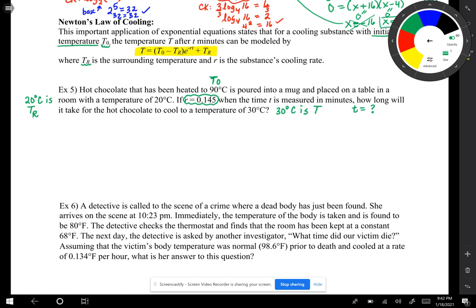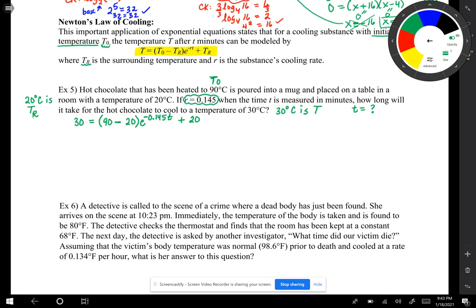So the left side is the ending temperature, so it's 30. Don't worry about putting degree symbols. It equals the initial temperature, which is 90, minus the room temperature, which is 20. Close your parentheses. Put the letter e here, raised first to the negative power of the cooling rate: negative 0.145 times little t, because we're asked to solve for t, plus the room temperature again, which is 20. Now we've plugged in everything. We just need to solve the equation.